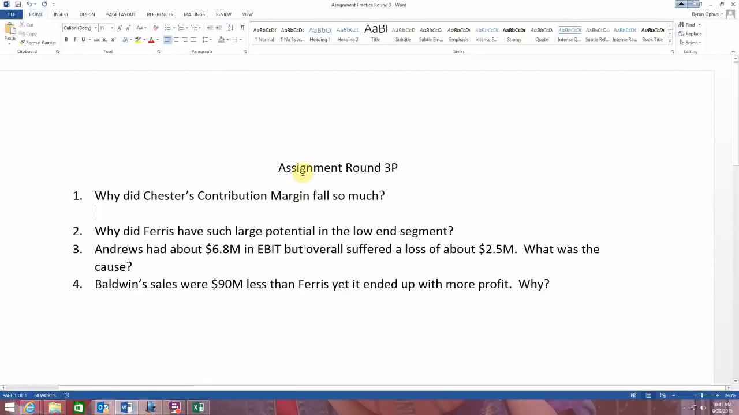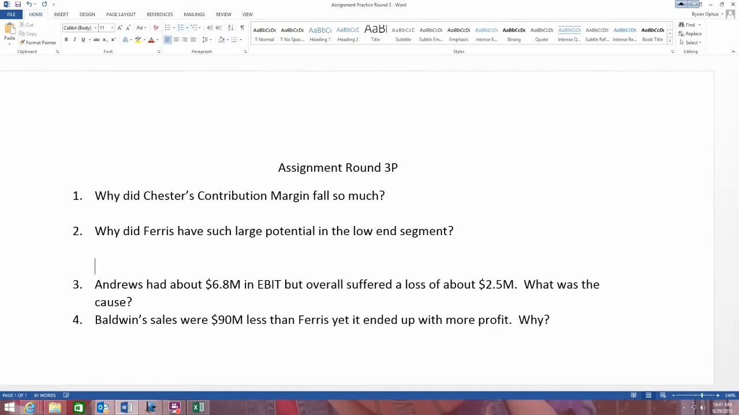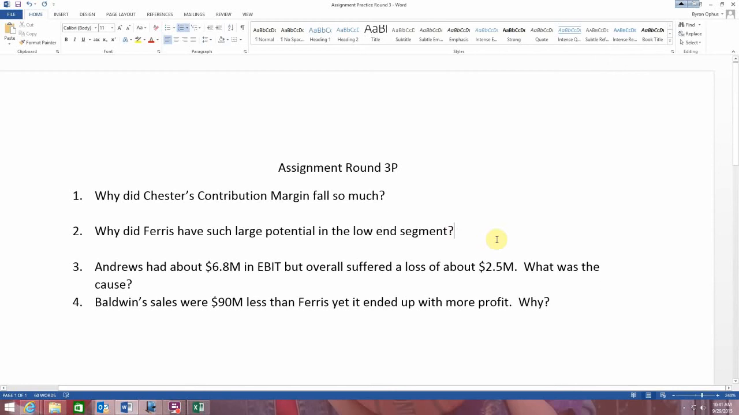Okay, question 2: Why did Ferris have such a large potential in the low end segment? Okay, again, go look. I said customer buying criteria, right? Go take a look at that customer buying criteria and compare it to what Ferris did.